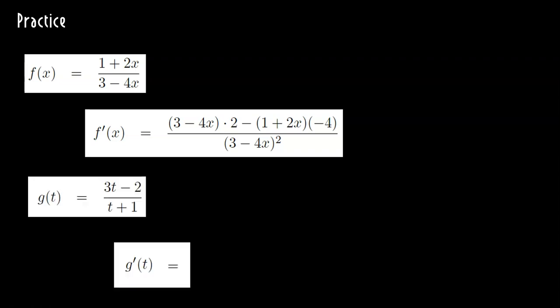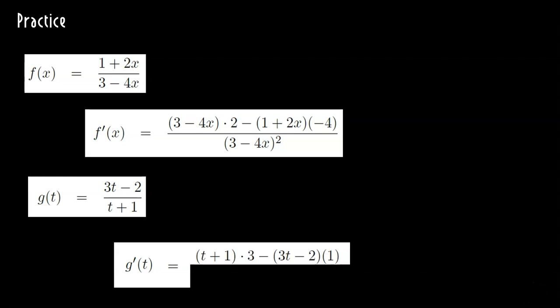How about this one? We've got 3t minus 2 over t plus 1. Well, why did I switch to t? Well, why not? T is just as good a variable as x, and we get kind of locked in that f of x and y box. So I have the bottom times the derivative of the top minus the top times the derivative of the bottom, all over the bottom squared.